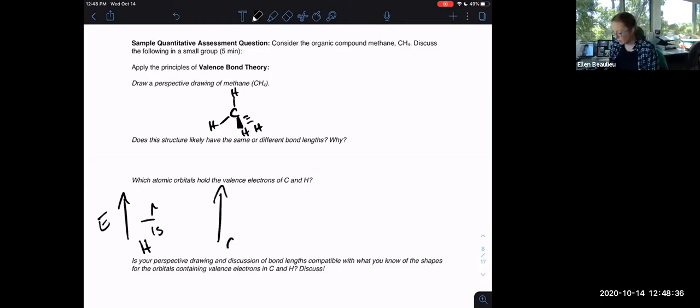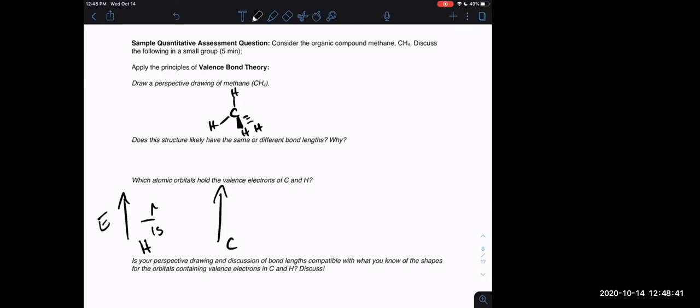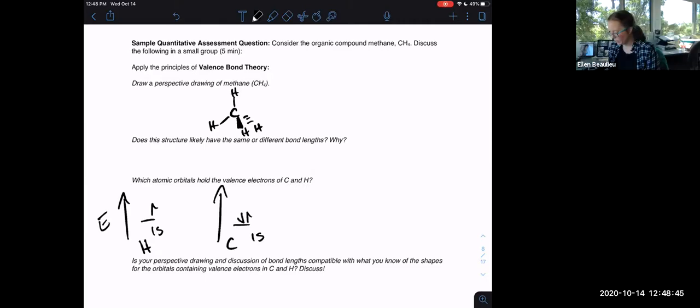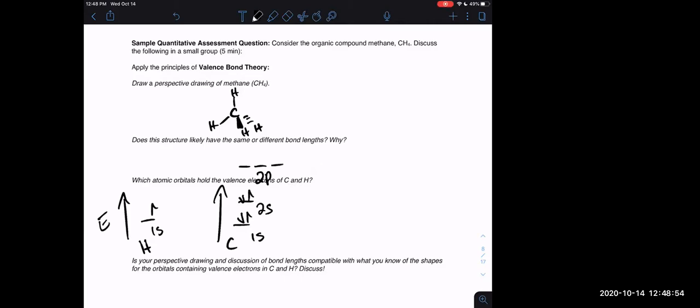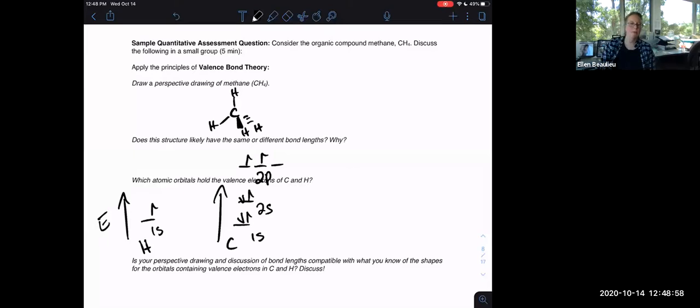What about carbon? 1s, 2s, and 2p. 1s2, 2s2, 2p2. How many electrons are in 2p orbitals? 2. Okay, what's the shape of a 1s orbital?